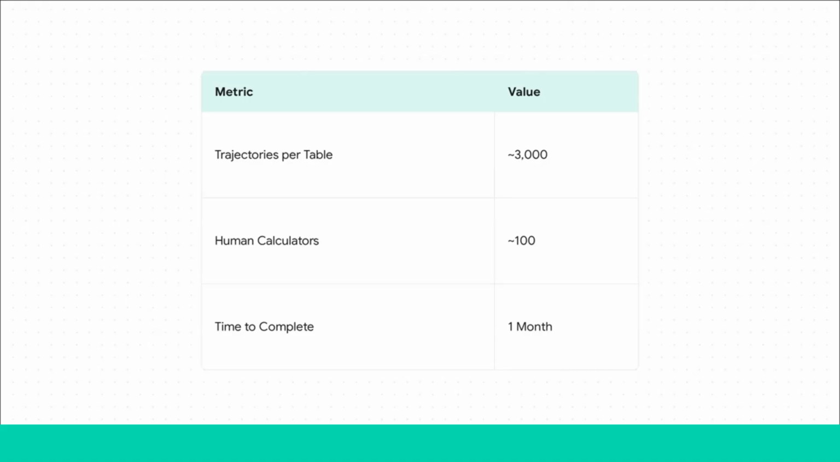And this is where the sheer scale of the problem just becomes mind-boggling. Each one of those firing tables needed about 3,000 different trajectories calculated. A team of 100 human computers, and yep, computer used to be a person's job title, would take a full month to finish just one table. The war was not about to wait a month.